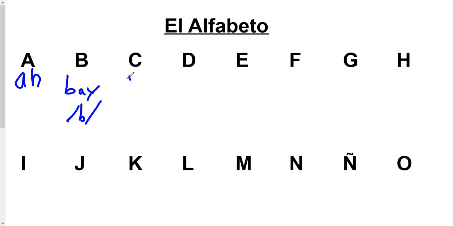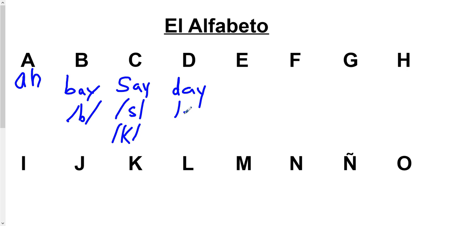C. You say say. It can be either an s sound in front of E, I, etc., or a k sound in front of a, o, or u. So a, be, say. De. Repite, de. Makes a d sound, but again, much softer than the English. Diego. Bien.